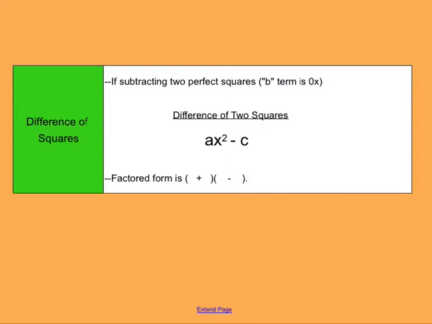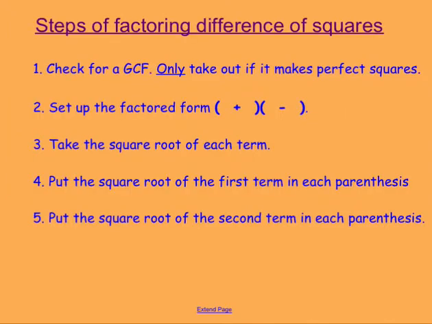So let's take a look at the steps of factoring differences of squares. So when you're factoring differences of squares, first of all, see if there's a GCF. You're only going to take out the greatest common factor if it is to make perfect squares, because in order to use differences of squares, you need to have two perfect squares. Then you're going to set it up into factored form. So a plus in one and a minus in the other. You're going to take the square root of each term. You put the square root of the first term in the first spot of each parenthesis and the square root of the second term in the second spot of each parenthesis. Now that seems like a lot of words, so let's take a look at what that's going to look like.